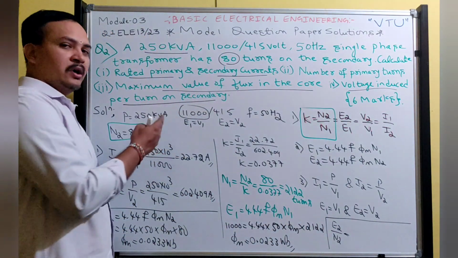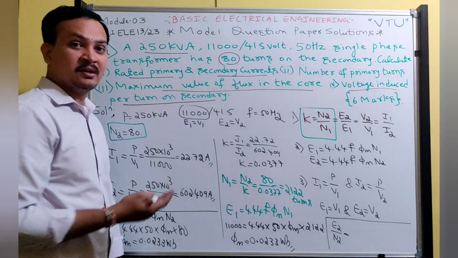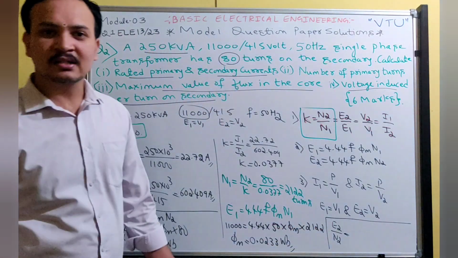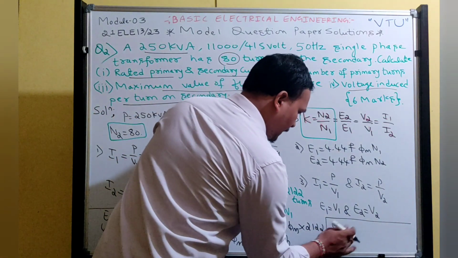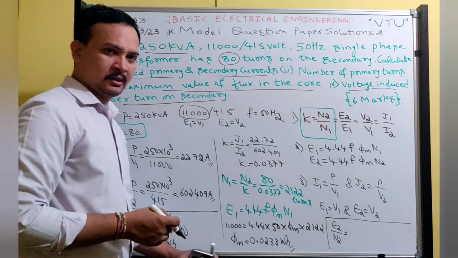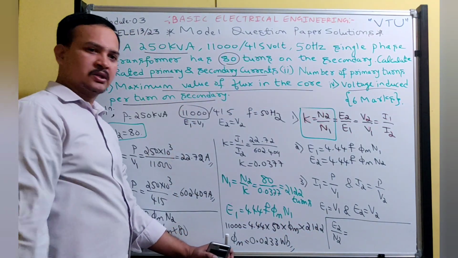Same question in the main paper: if they ask voltage induced per turn on primary, what are you going to write? You must write E1 by N1. That's why you must not neglect model question papers. You have to practice in depth. Try to change all the data and practice.